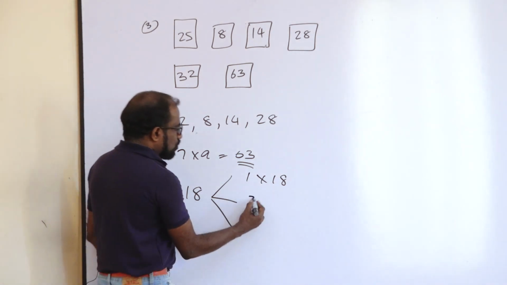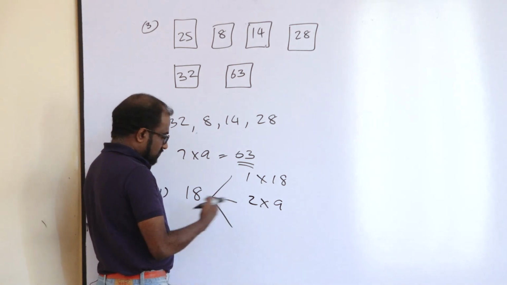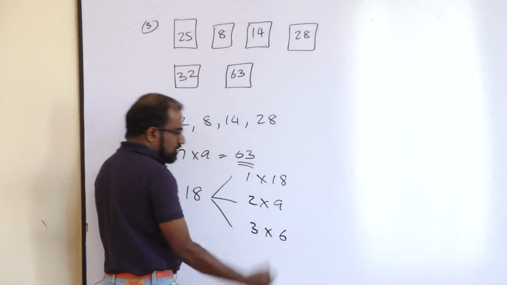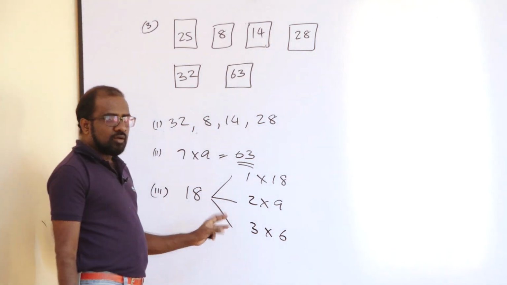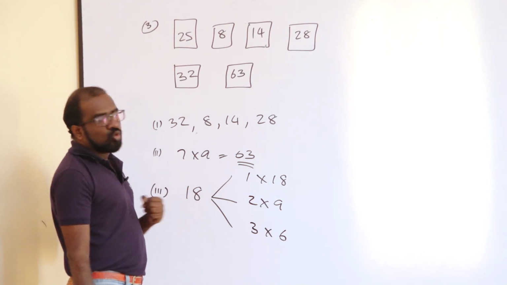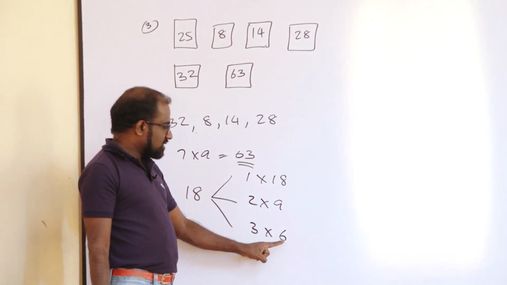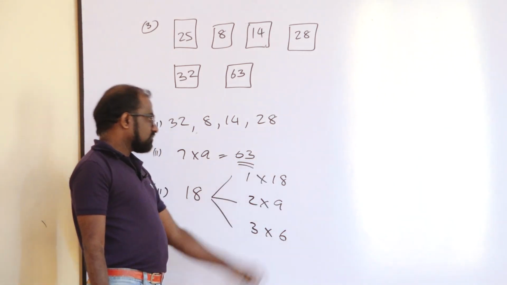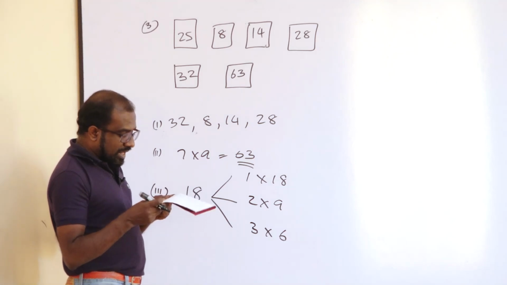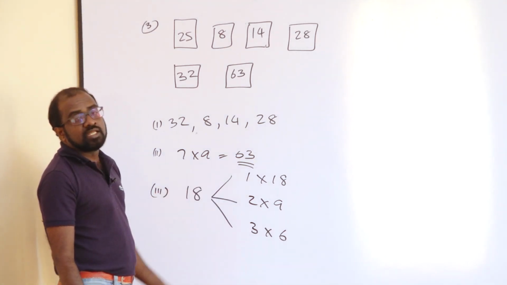Yes. 2 times 9. 1, 2, 3. Can you divide by 3? Yes. 3 times 6. Now 4. 18 you cannot divide by 4. 5. 18 you cannot divide by 5. 6. Already written. So 18 divided into factors, the product of factors. Then it says write all the factors of 18.